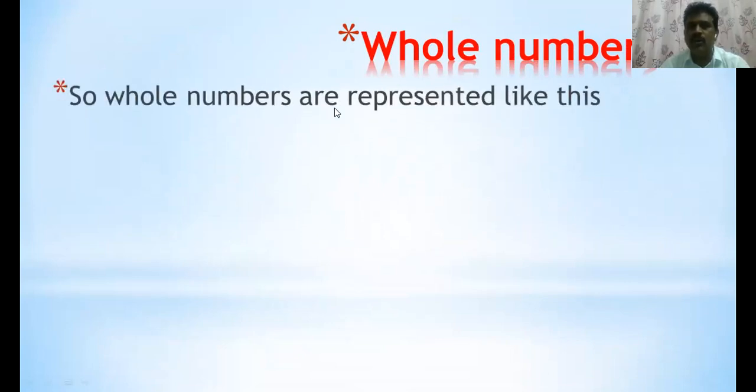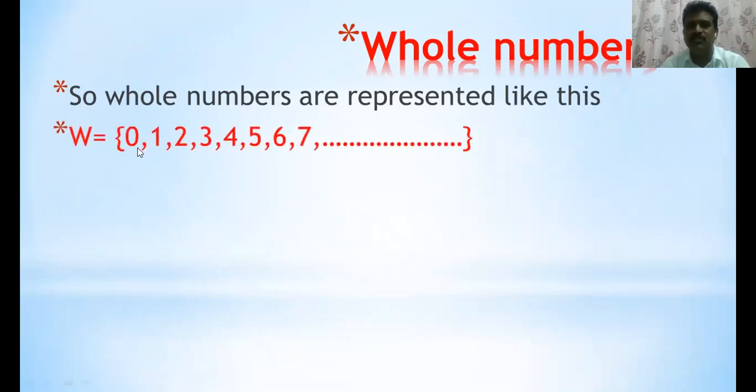Whole numbers. The whole numbers are represented like this: W is equal to, starting from 0. Just now I said 0. If you include 0 to natural numbers, see, all these are natural numbers, isn't it? Children, you have to remember from 1: 1, 2, 3, 4, 5, 6, 7 and so on, infinite. These numbers are called natural numbers. If you take 0 also, that means if you write 0, 1, 2, 3, 4, 5, 6, 7 and so on, infinite, these are called whole numbers.